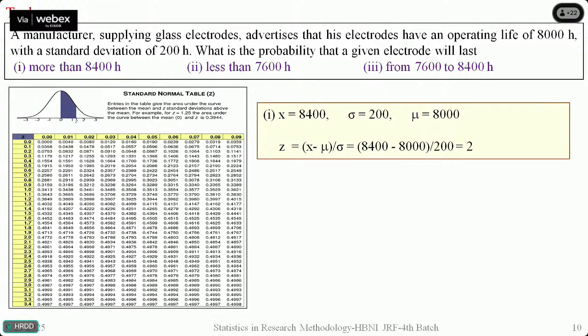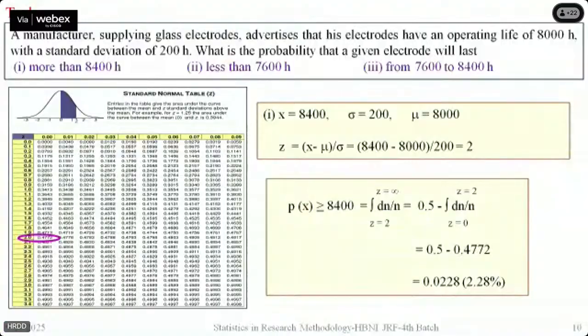The same value? Z is X minus mu by sigma. X is 8,400, mu is 8,000, sigma is 200. So Z is equal to 2. If you read the Z table, it is 0.4772. Then the probability will be the area under the curve corresponding to that part of this curve, which is obtained by subtracting this value from 0.5. Got it?